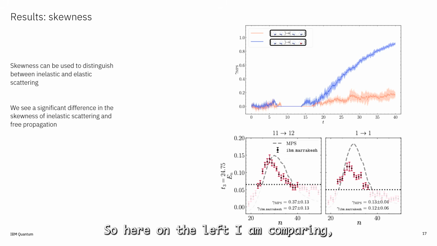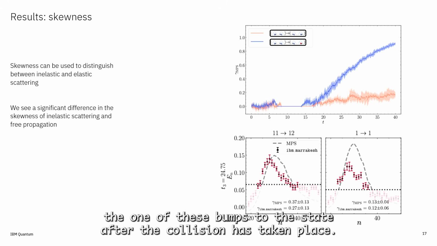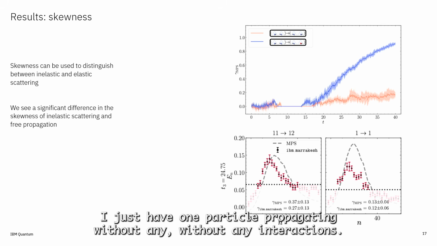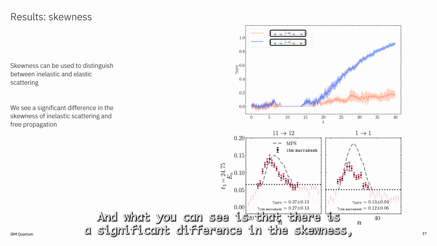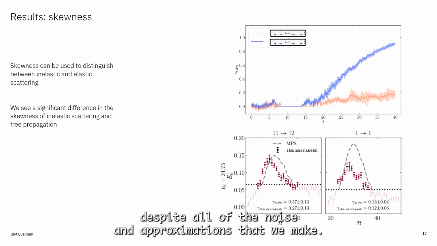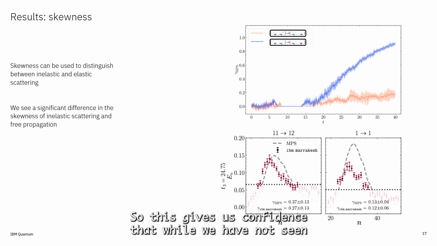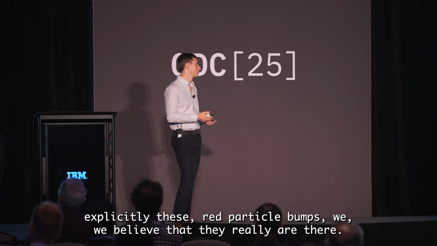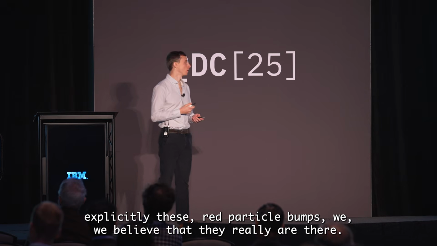So here on the left, I am comparing one of these bumps, the state after the collision has taken place. I'm comparing its skewness to the simulation where I just have one particle propagating without any interactions. And what you can see is that there is a significant difference in the skewness despite all of the noise and approximations that we make. So this gives us confidence that while we have not seen explicitly these red particle bumps, we believe that they really are there.